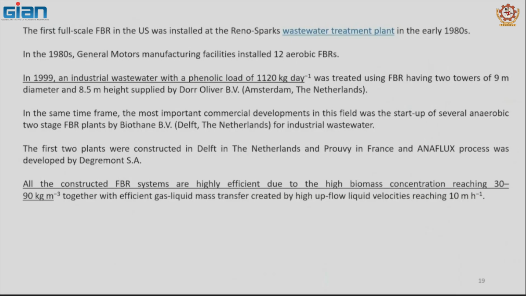In 1999, an industrial wastewater with a phenolic load of 1120 kg per day was treated using a fluidized bed reactor having two towers of 9 meter diameter and 8.5 meter height in Amsterdam, the Netherlands.